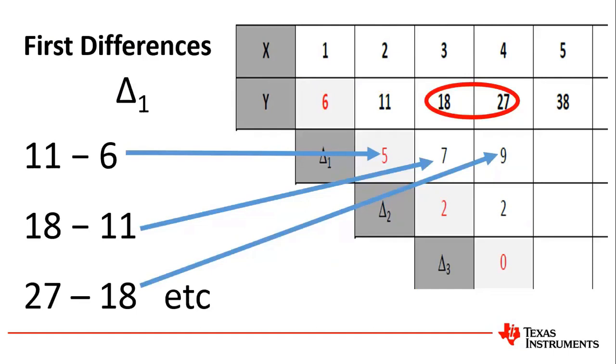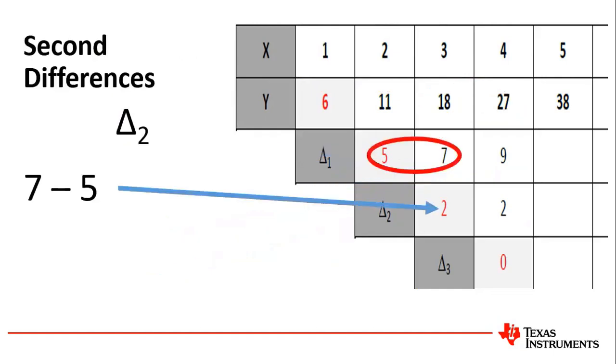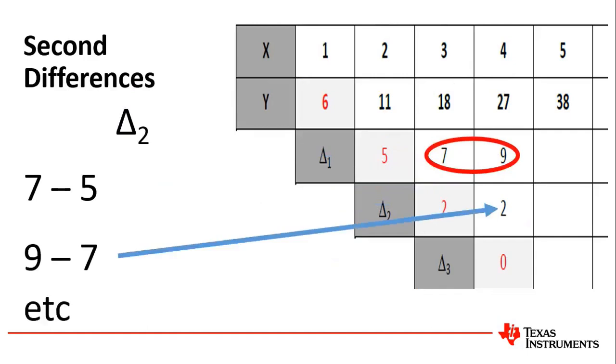Well, what else is happening here? What's another feature of the differences table? We have something called the second differences. You see the symbol delta 2. They are the differences of the differences, if you will. 7 minus 5 is 2. 9 minus 7 is also 2.